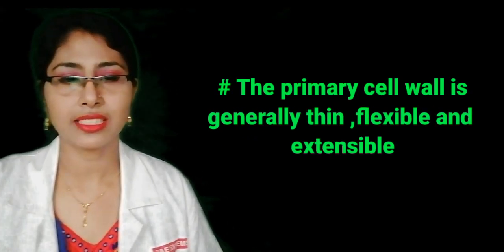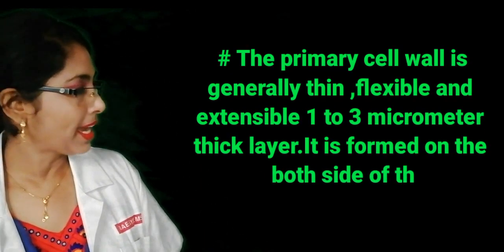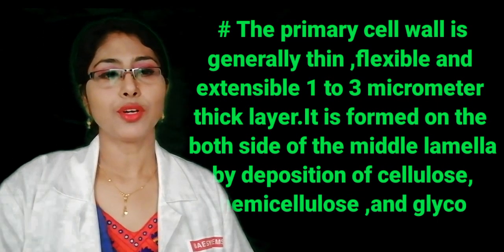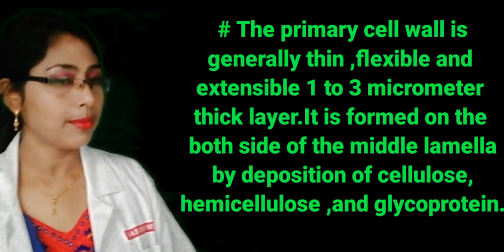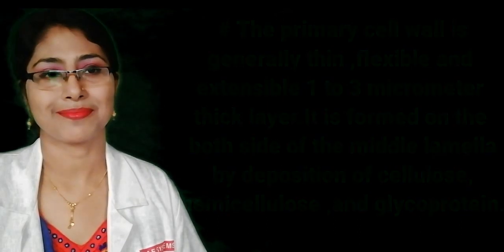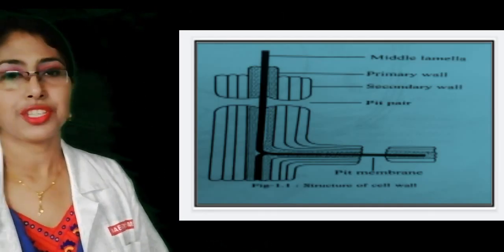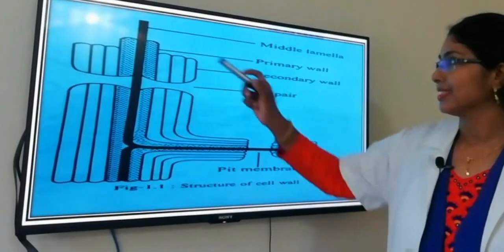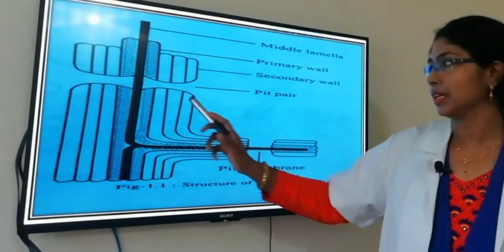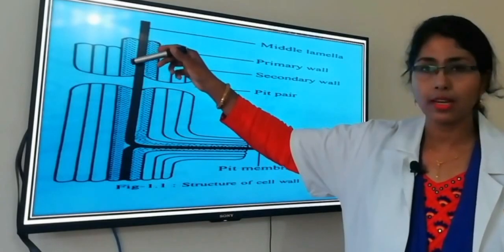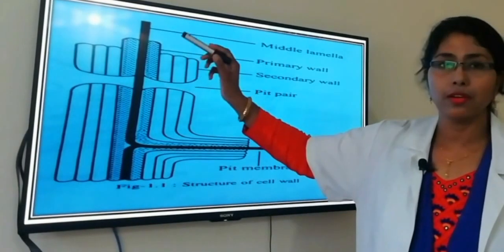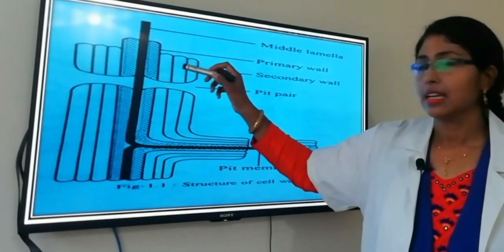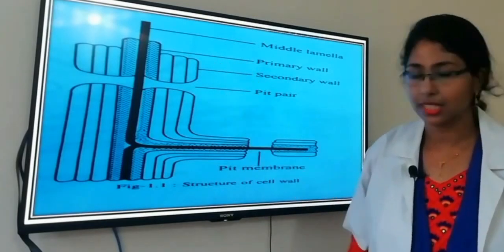Okay, primary cell wall. The primary cell wall is generally a thin, flexible and extensible 1 to 3 micrometer thick layer. It is formed on both sides of the middle lamella by deposition of cellulose, hemicellulose and glycoprotein. This picture is available in your textbook. This is the middle lamella in between 2 cells. This is the primary cell wall of a cell, and this is the secondary cell wall of a cell, and this is another primary cell wall of another cell, and this is another secondary cell wall of another cell.